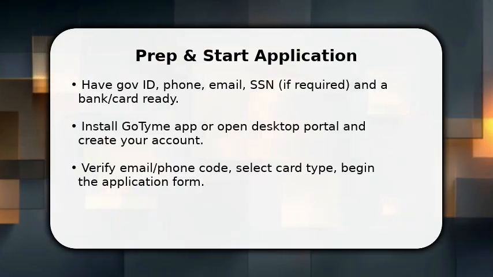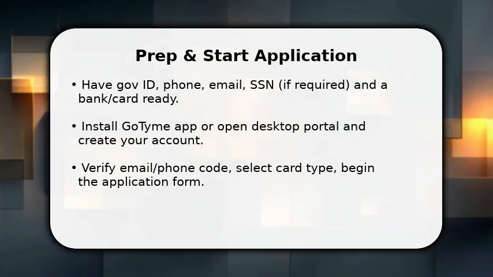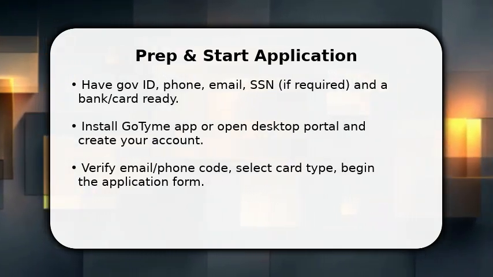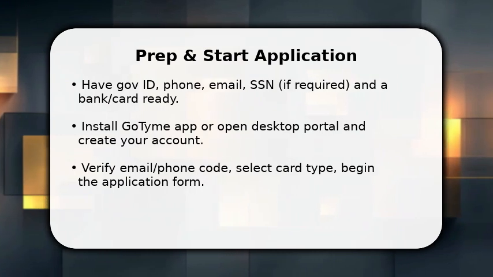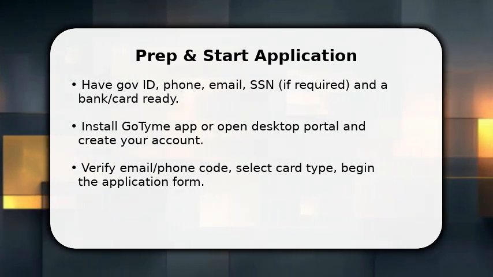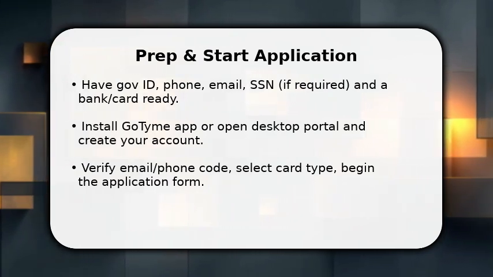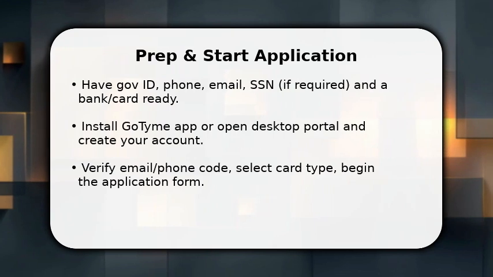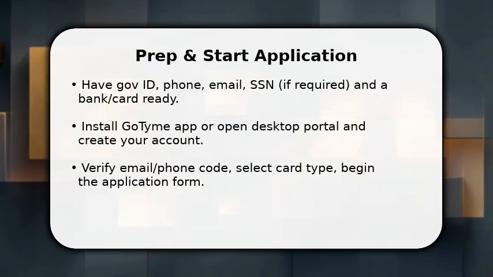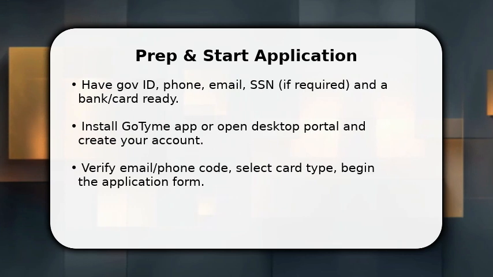You begin by gathering essentials: government ID, phone, email, and your bank details. Once done, open the Gotyme app or website and create an account with a strong password. Make sure you verify your email and phone immediately by entering the codes sent to you. Then select the card type you want and start the application form.